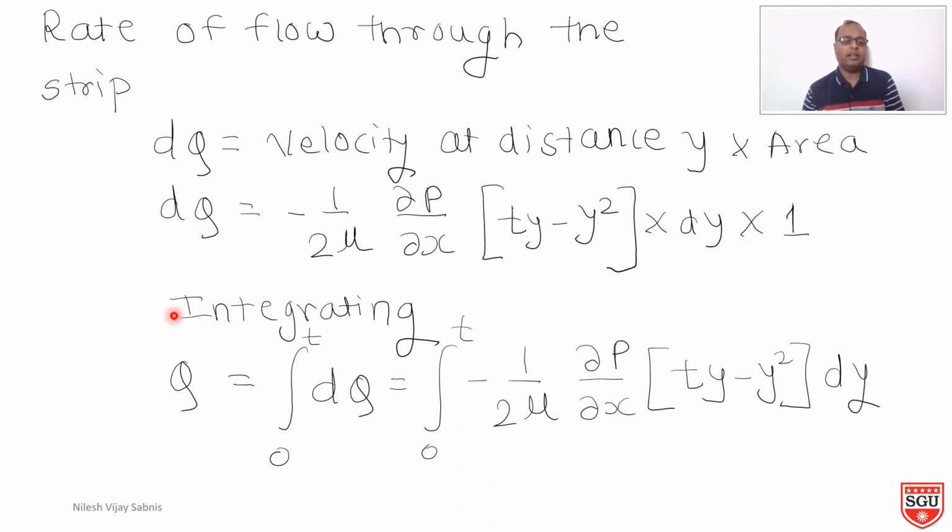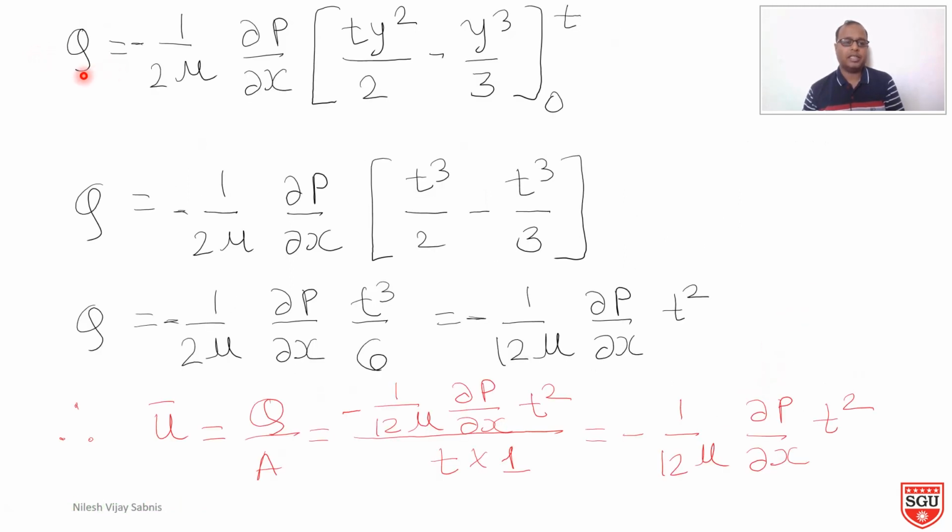After integrating in between the limits of 0 to t, we will get integration 0 to t minus 1 by 2 mu dou p by dou x, which is a constant part, and we are integrating with respect to dy. So integration of y and integration of y square. So taking the integration, q is equal to minus 1 by 2 mu dou p by dou x into bracket integration of y is y square by 2, and similarly we will get y cube by 3 as a result in between 0 to t.